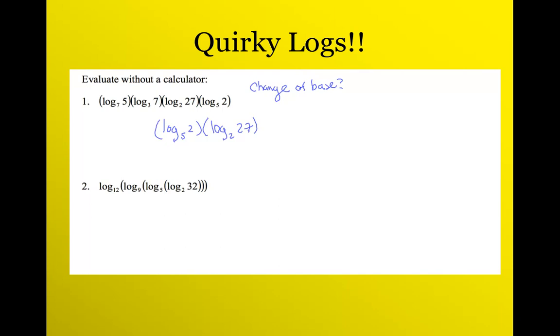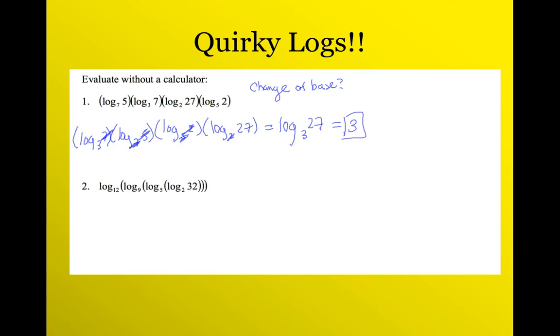Is there something that has an argument of 5? Yeah, log base 7 of 5. Is there something that has an argument of 7? Yeah, log base 3 of 7. So based off of that pattern we just saw, these will cancel. Oh, these will cancel. Oh, and these will cancel. So I'll end up with log base 3 of 27, which is just 3, because 3 cubed is 27.